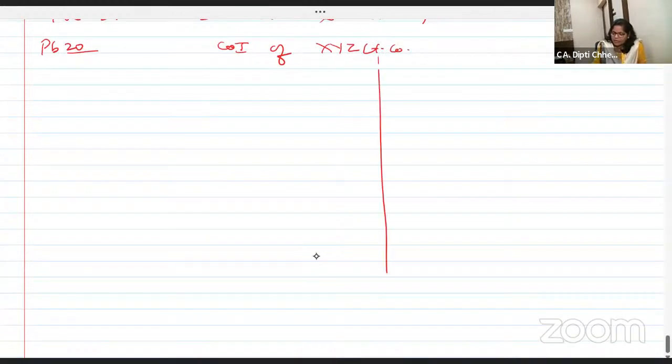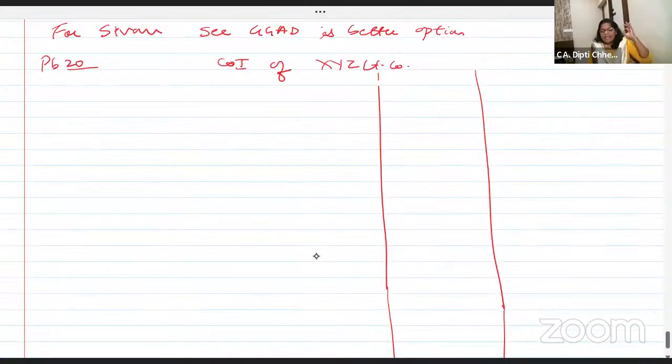Problem number 20, computation of income of XYZ Limited company. It's a company. Same adjustments can be asked for a proprietorship concern. But फिर proprietorship में क्या होगा? Family planning expenses are not allowed for any assessees other than company. Those who all are attending live, can you comment below? All clear? Is it all clear?